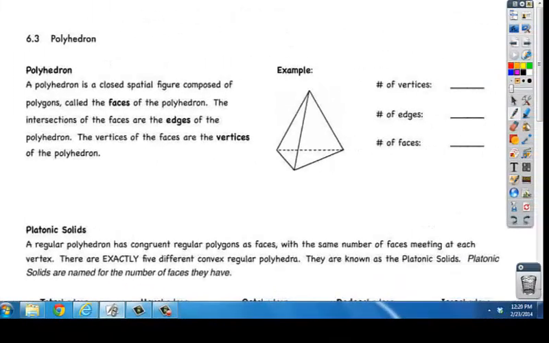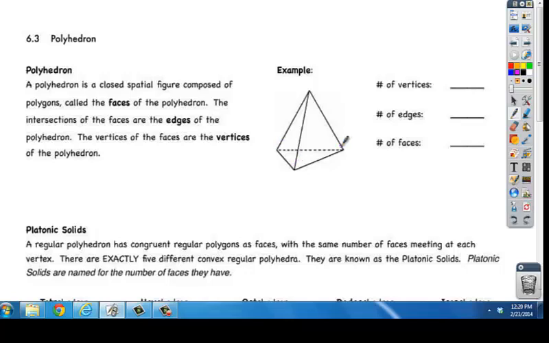Hello, welcome to polyhedra. So a polyhedron is a closed spatial figure composed of polygons called the faces of the polyhedron. The intersections of the faces are the edges, and the vertices of the faces are called the vertices of the polyhedron.